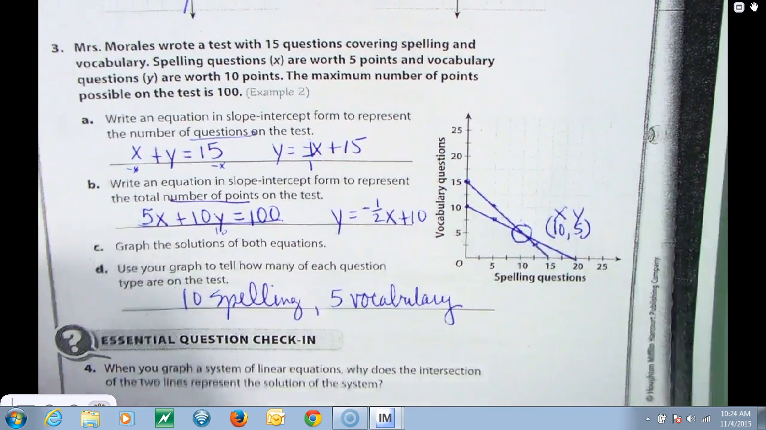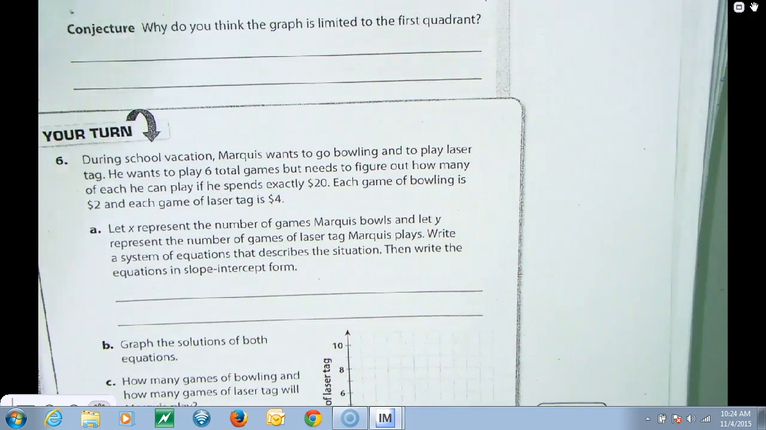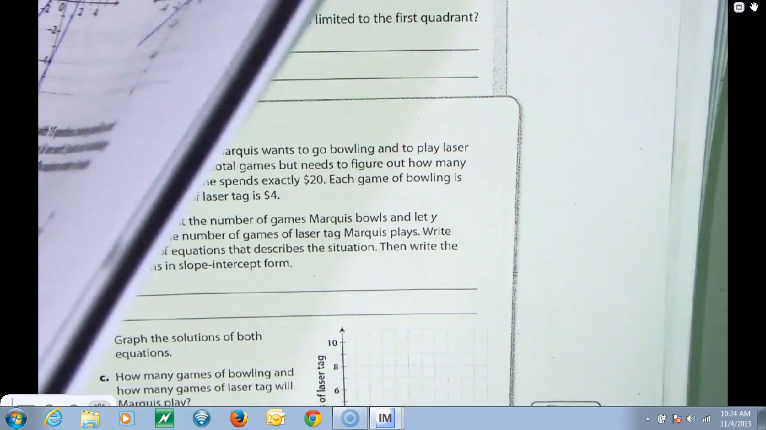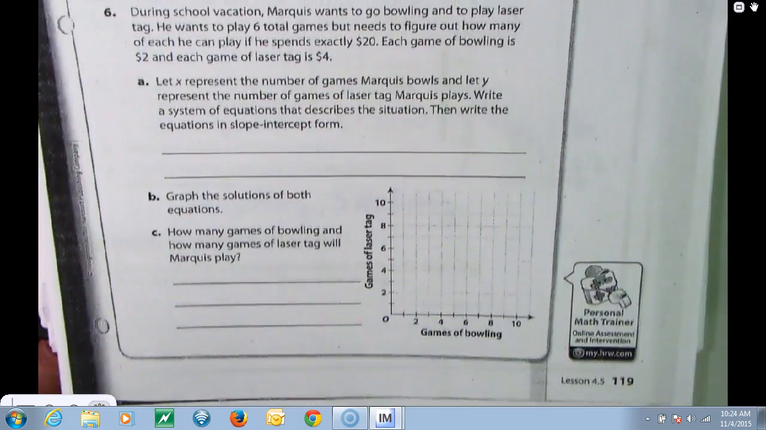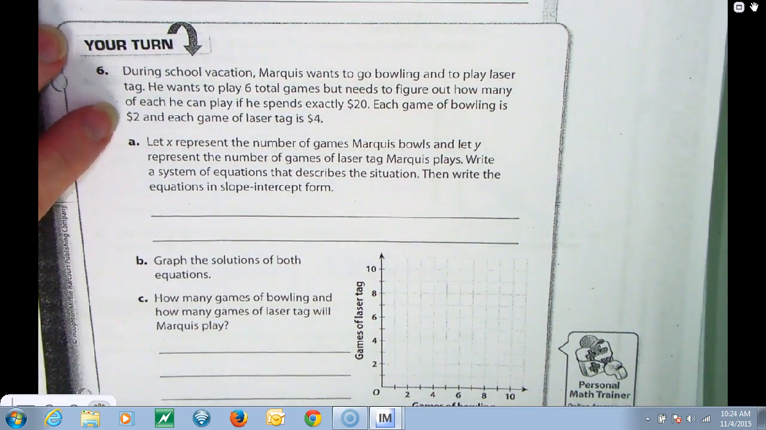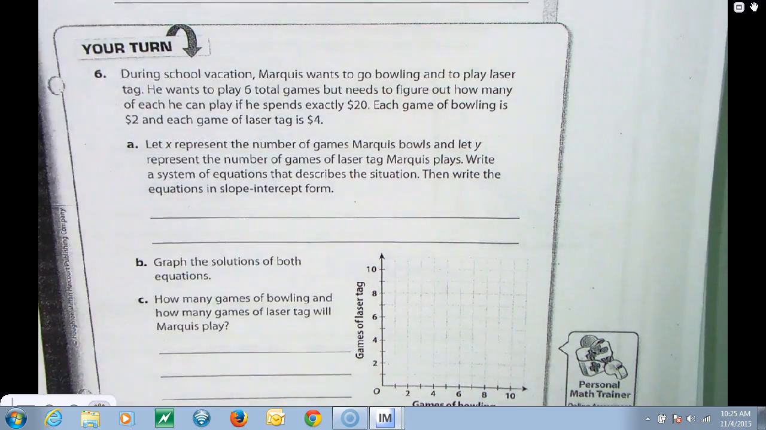I hope that you can learn to do them. It'd be good if you could. All right, I tell you what. Turn to page 119. I didn't know if we'd have time, but we do. Look at 119. Number 6. During school vacation, Marquis wants to go bowling and play laser tag. He wants to play 6 total games, but needs to figure out how many of each he can play to spend $20.